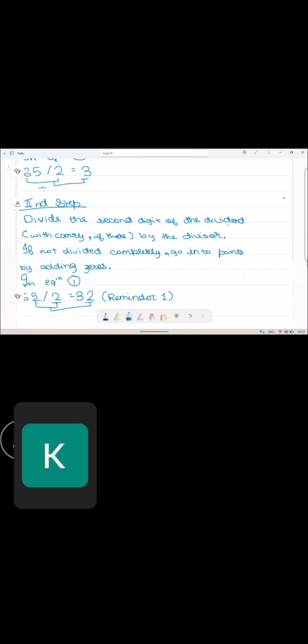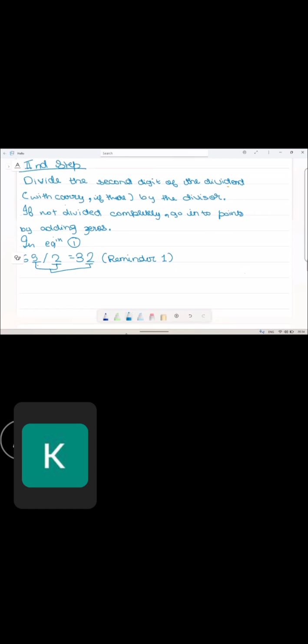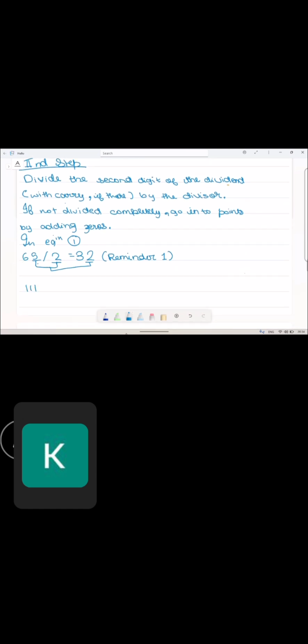हमारा carry नहीं था यहाँ पे, बट अगर कैरी होता, लेकिन 72 डिवाइडेड बाय 2 हमारा कैरी था, इसके अंदर नहीं है तो मैंने बिना कैरी कर दिया, पर अगर कैरी होता, if there was the carry, then we would have divided it with the carry, but there is no carry, that's why I've written it in bracket. Then what next I've written, if not divided completely, go into points by adding zeros. Okay, so I'm writing the third step, that is the additional step.